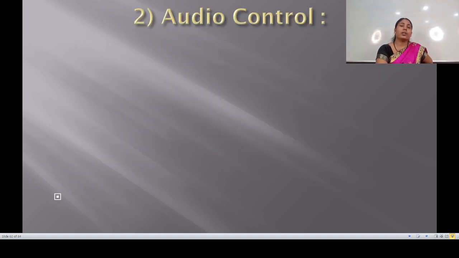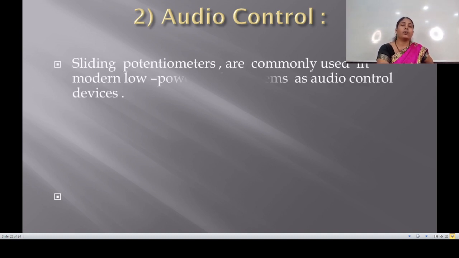Then we can use the potentiometer as an audio control. With the help of the potentiometer, we can lower or raise the maximum value range. Then with the help of the potentiometer, we can get a variation of the frequency. Okay, so the potentiometer acts as an audio control.